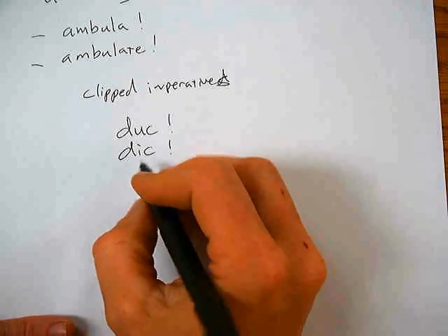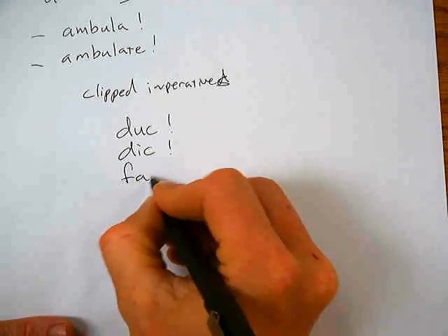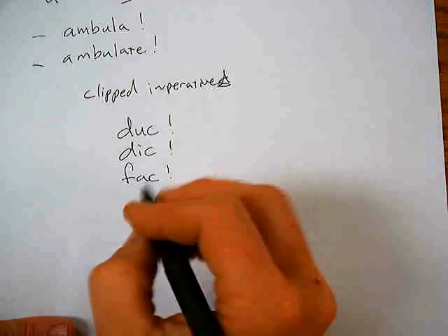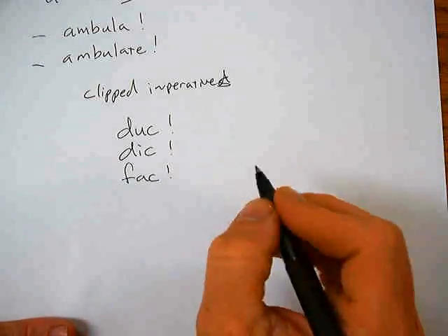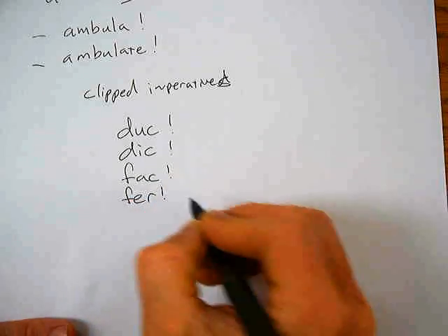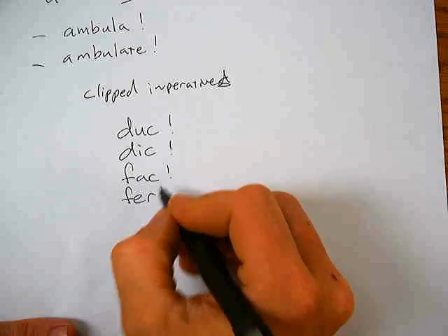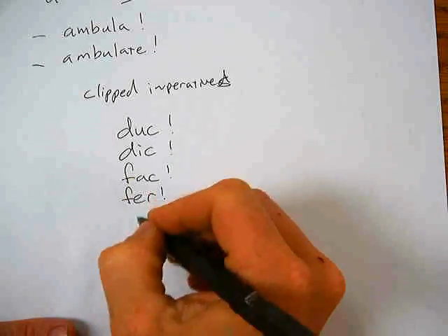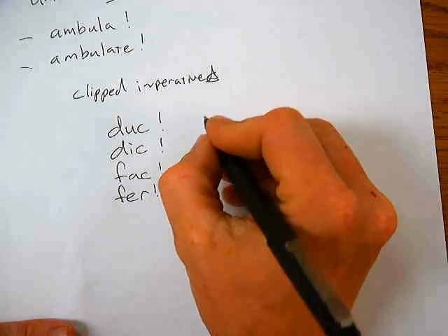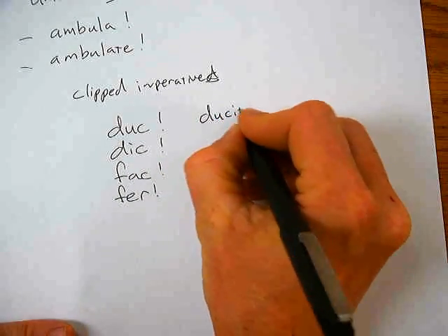Duc and dic. Facio, facere, to do. If you want to say do something, you just say fac. Okay, yes, I know it's a little funny. And then carry something. If you want to say bring that or carry that to me, you say fer. You don't say fere, you don't say fac, you say fer. And they call these clipped imperatives because usually they would have an E at the end, but they don't.